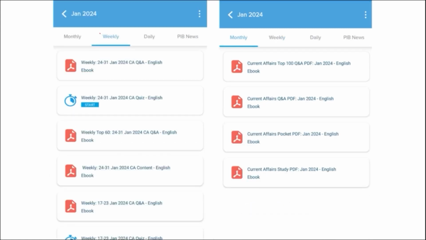Next comes our weekly content. The content is also provided in both English as well as Hindi, and here we also provide a quiz of the past week's current affairs that will enhance your learning, as it is a compilation of the important topics and important MCQ questions of the last week. Similarly for the monthly, the PDFs are very important. They provide you insights into various topics, and we also provide you the quiz of monthly questions that are very important for learning.